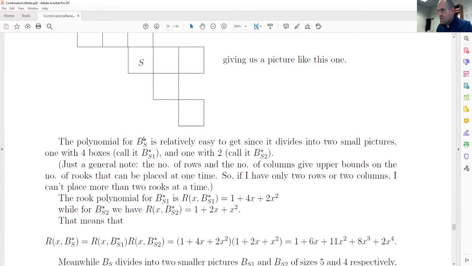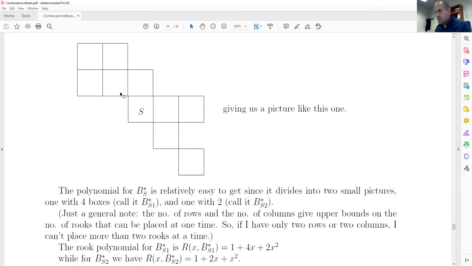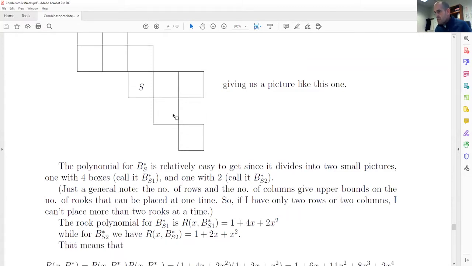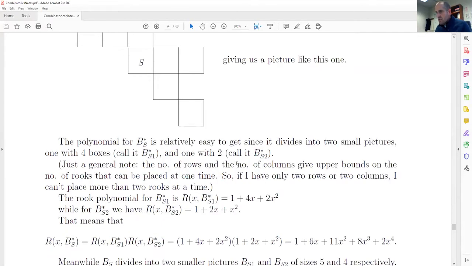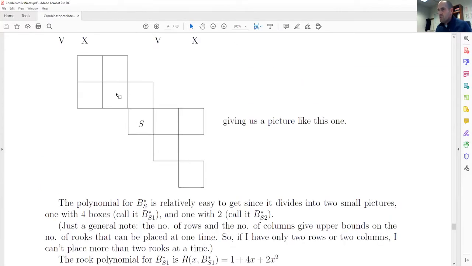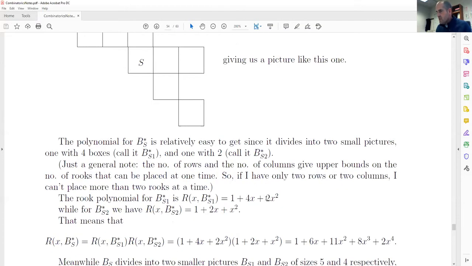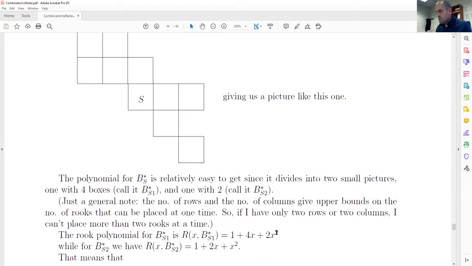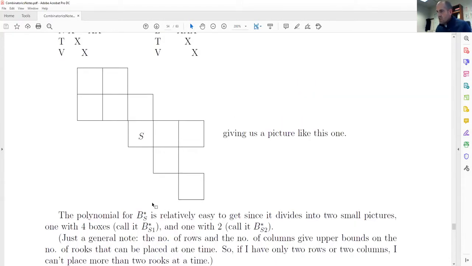All right, so in trying to compute BS star, we look at BS1 star. Remember BS1 star is this, and BS2 star are these 2 boxes. Okay, so what's the rook polynomial for BS1 star? Well, obviously the number of ways to place 0 rooks is just 1. How many ways are there to place 1 rook? Well, 1, 2, 3, 4, right? Just the number of squares. How many ways are there to place 2 rooks on BS1 star?